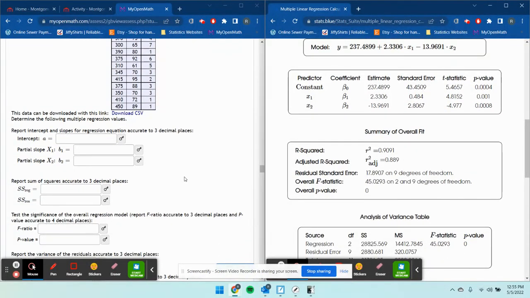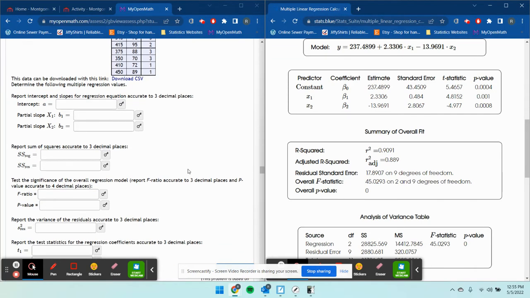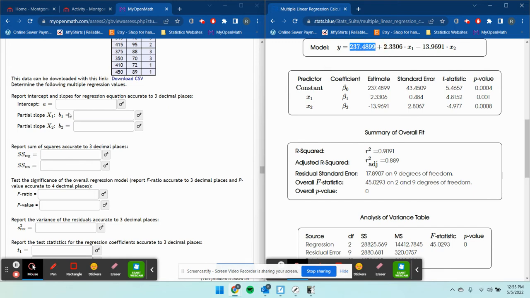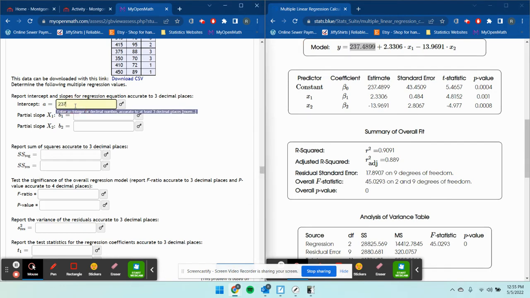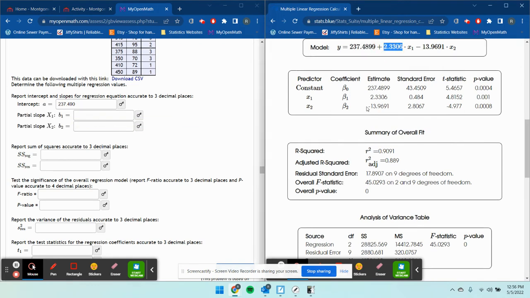And then we will go down here and pull out the appropriate terms. Report the intercept and slopes for the regression equation accurate to 3 decimal places. So the intercept is the number by itself in our equation. So that's going to be 237.490. The partial slope B1 is the coefficient of the x term, or the x1 term, which is listed right here. These values are right here.